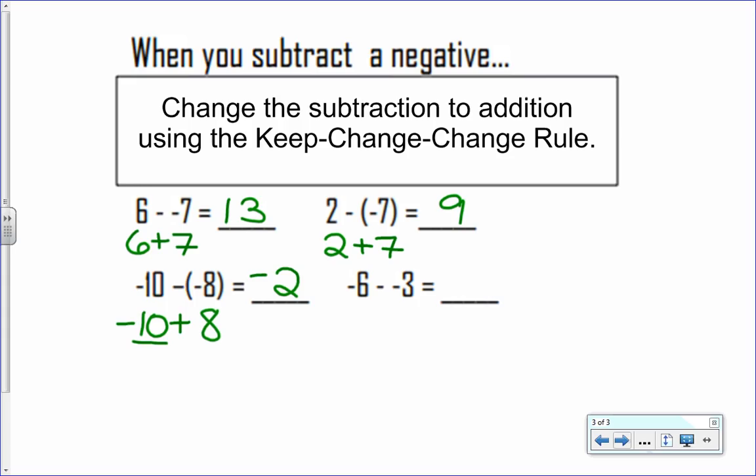Last example, negative 6 minus negative 3. Rewrite it as negative 6 plus 3. Different signs, so I subtract. 6 minus 3 is 3. 6 has the bigger absolute value, or is farther from 0, so the answer is negative 3.